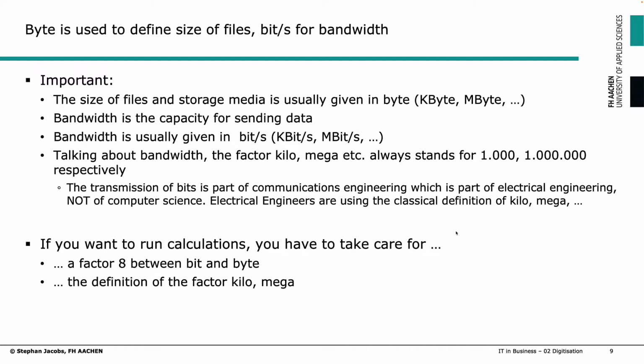However, when you have transmission, when you have bandwidth, so the capacity for sending data, then this is given in bits per second, not byte per second. And kilobit per second, megabit per second. And here the factor kilo, mega is still as used before. That means it's 1,000 or a million and so on and so on.